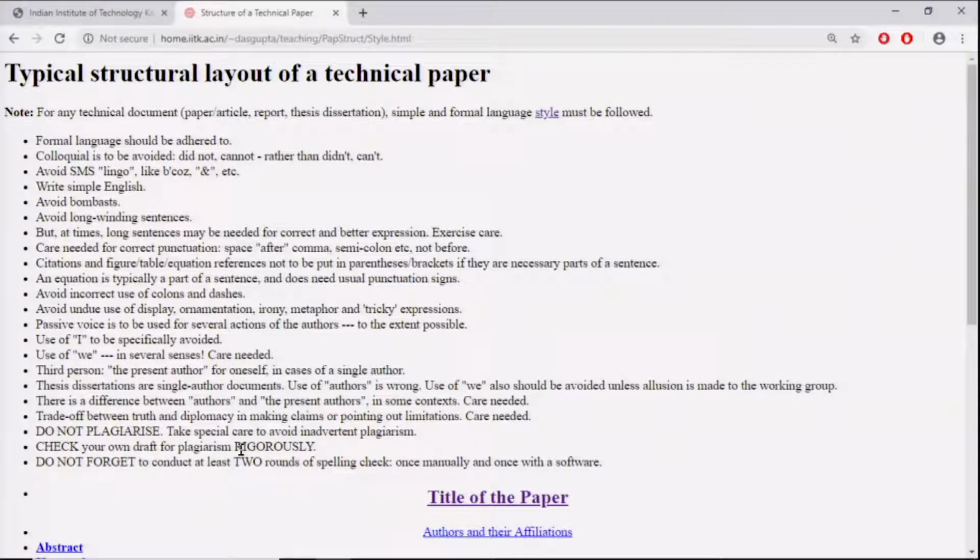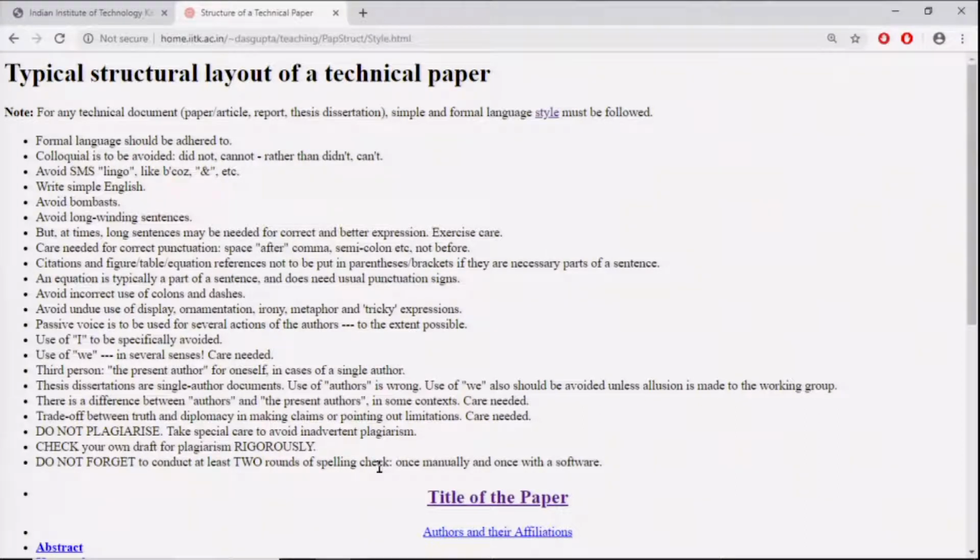This is one big issue which you need to address. Another big issue is the issue of proofreading, which also needs a lot of discipline. Of course, you should proofread the thing from top to bottom, maybe at least twice, maybe more times. And one significant part of proofreading is spell check. Do not forget to conduct at least 2 rounds of spelling check. Why at least 2 rounds? Because 1 round of spell check should be by a spell check software.